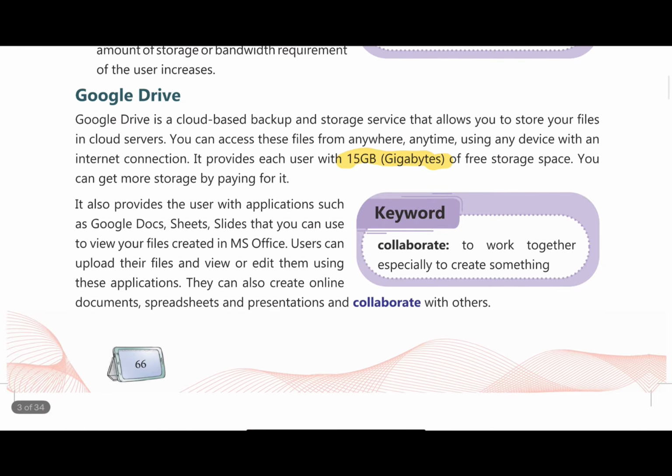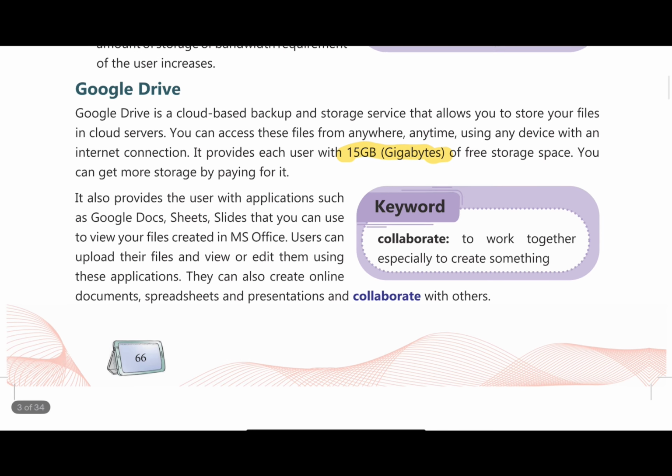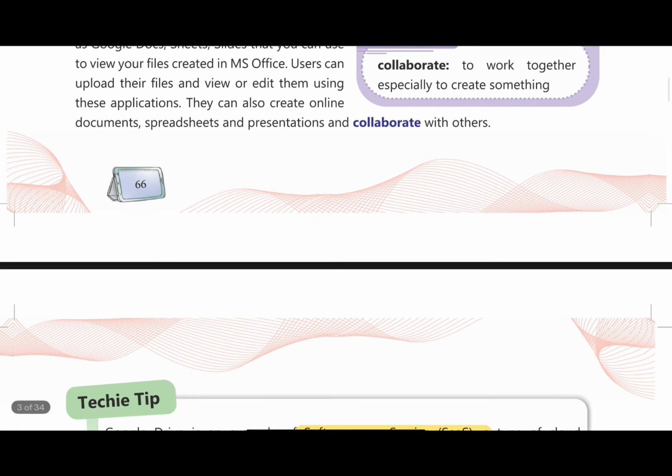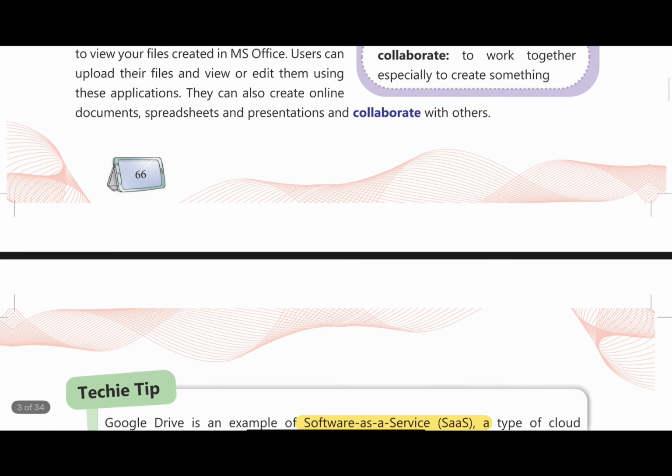But what can you store in that? You can store Google Docs, Sheets, Slides, photos. In Google Drive you can also store zip folders, APK, anything, video, audio, images, meaning you can store all kinds of data in Google Drive. Also you can create a slide and collaborate with others. What is meant by collaborate? It means I can work together with many people or share my work online.